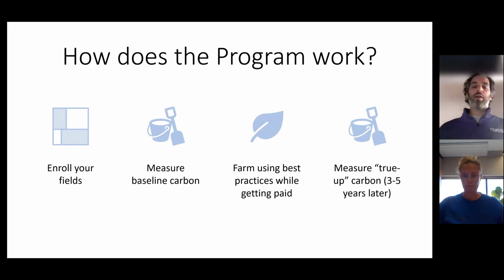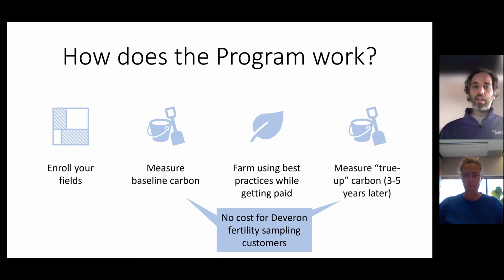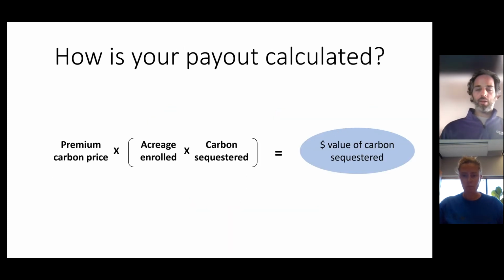Our program is sample first, meaning all the payments that come to you ultimately by the end of the program are going to be based on the amount of carbon that we sample in your field. The payment you get is not based on a model. It is not based on a "we hope that this happens." It's actually based on the sampling that we do. And importantly, to participate in our program, there's no cost for Devron fertility sampling customers. We'll get back to that in a bit.